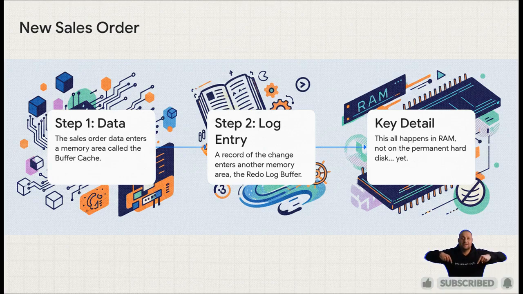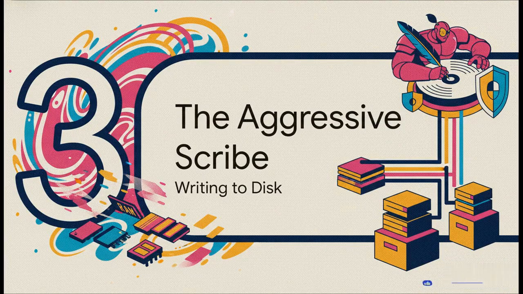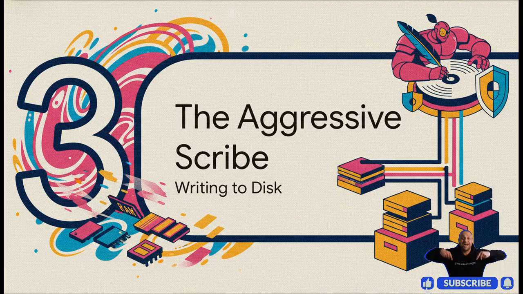You notice the key detail here? It's all happening in RAM. Nothing's permanent yet. Now look, keeping data in RAM is super fast, but it's also really risky. So the database has these two special processes, and their only job is to write this temporary data to a permanent disk. So let's meet our main characters in this story.